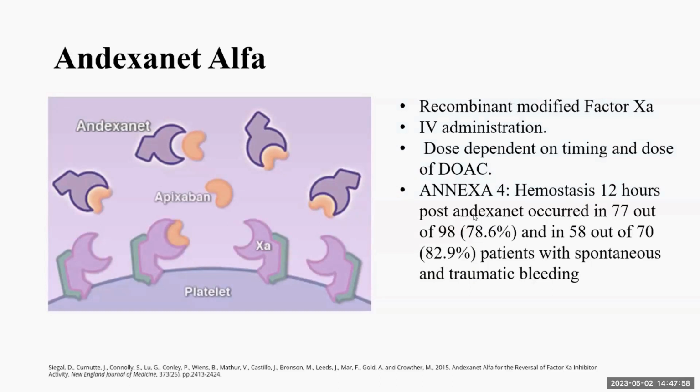The rationale for Andexanet comes from the ANNEXA-4 study. This was a single-arm study of 353 patients who were given Andexanet for a major bleed, and they presented within 18 hours of taking a DOAC. What they found was 64% of patients with an intracranial hemorrhage and 26% of patients with a GI hemorrhage received Andexanet and achieved hemostasis within 12 hours. So 82% achieved hemostasis, whether it was a spontaneous or a traumatic bleed.